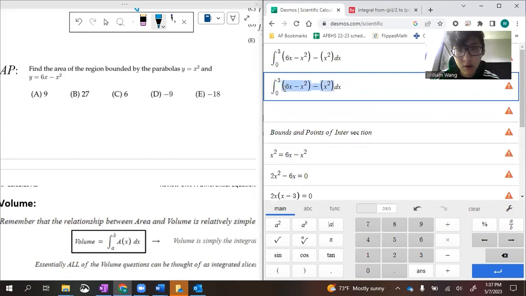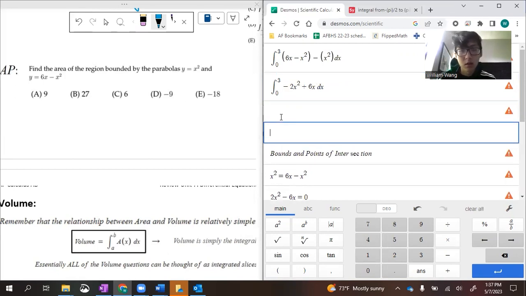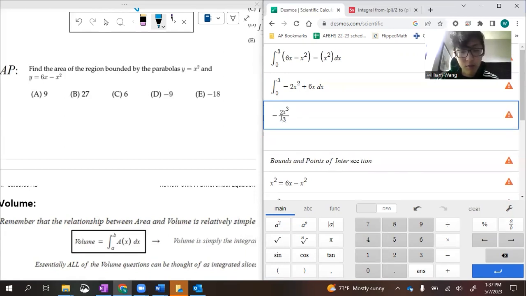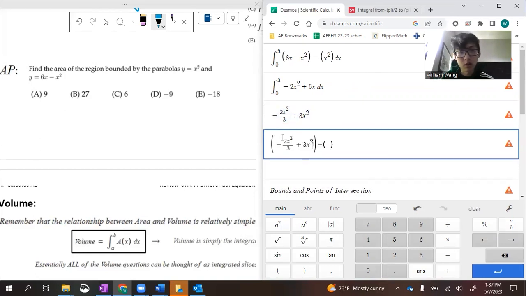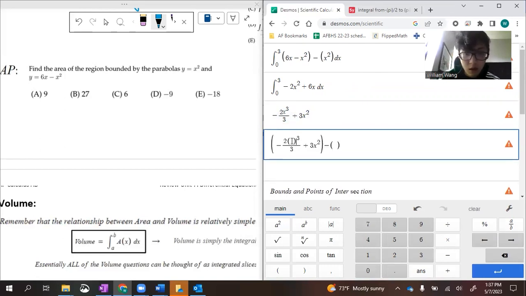It's the integral of negative 2x squared plus 6x, right? Cool. Then it's negative 2x cubed over 3 plus 6x squared over 2, because I'm doing my anti-power rule. So it's really 3x squared. Then I plug in 3 and 0. So first, I'm going to take this equation and I plug in 3. Then I take this equation and I plug in 0.